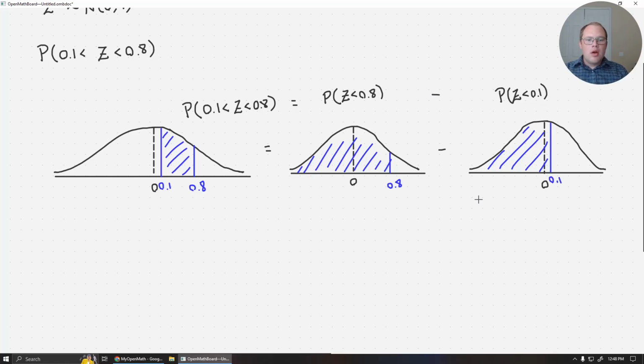And so I can rewrite this expression, this probability that's in between two values, by taking the probability to the left of the larger value minus the probability to the left of the smaller value. I first take too much, and then I subtract out the part that I don't want. I take all of this over here, but then I subtract out this over here because I don't want that. That'll leave me with just this part here. So probability of the larger minus probability of the smaller.